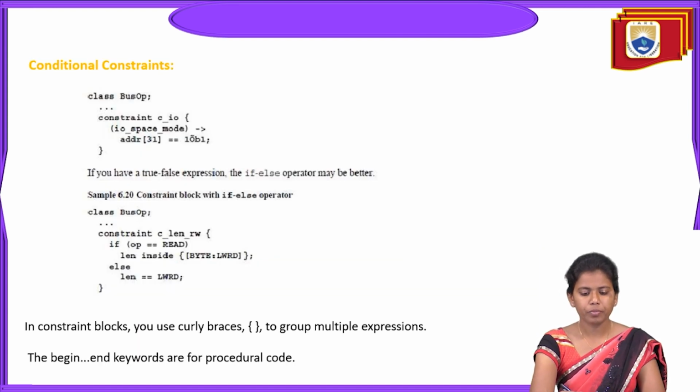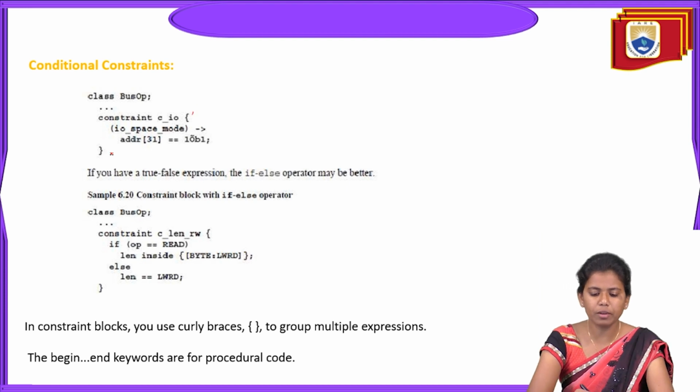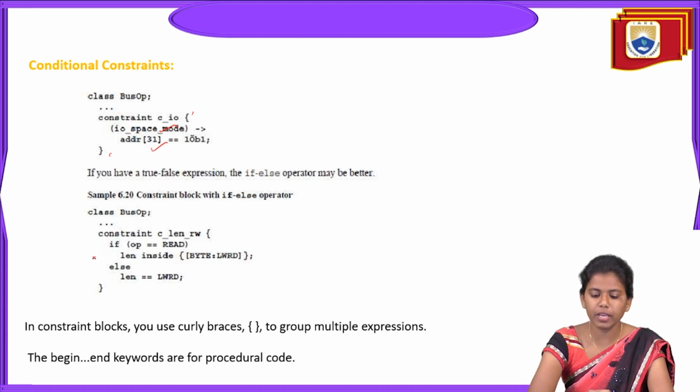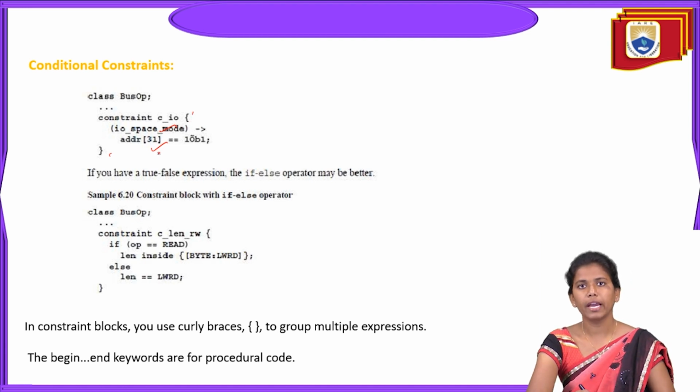Now see here, this is a conditional constraints example. In this example, class bus, constraint c_io, the address is 31 bits. So here, if you observe, we are mentioning the space mode and how much space it is: 31 address bits of space, and the bus also contains the IO input-output space mode along with the 31 bits of address space.